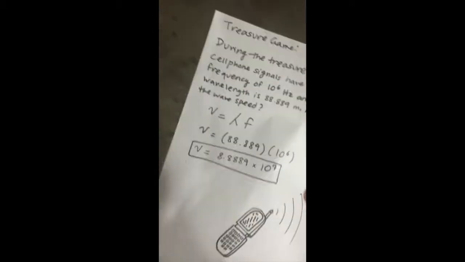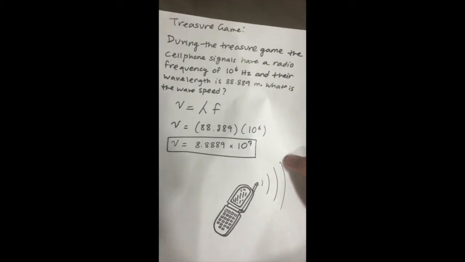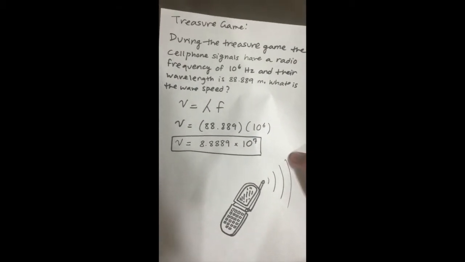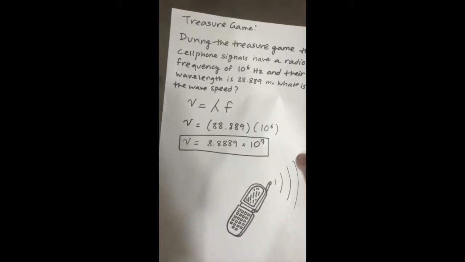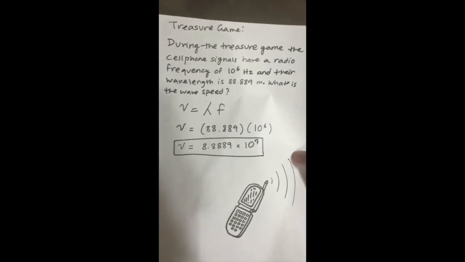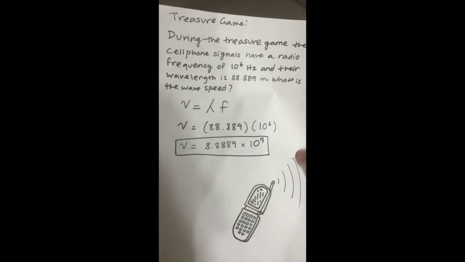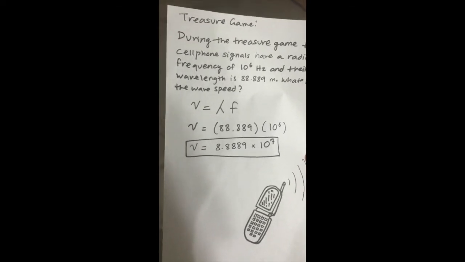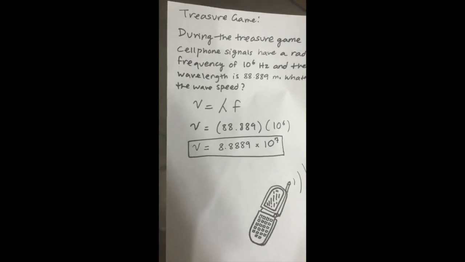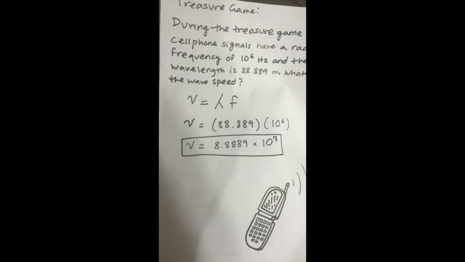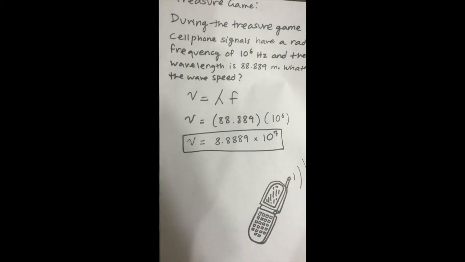To do so, we can use the formula v is equal to lambda times frequency. We can plug in the numbers given in the problem, which is 88.889 times 10 to the 6th. And using correct scientific notation, we get the speed of the wave being 8.889 times 10 to the 7th meters per second.